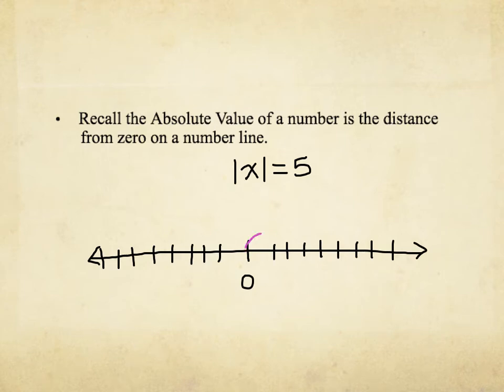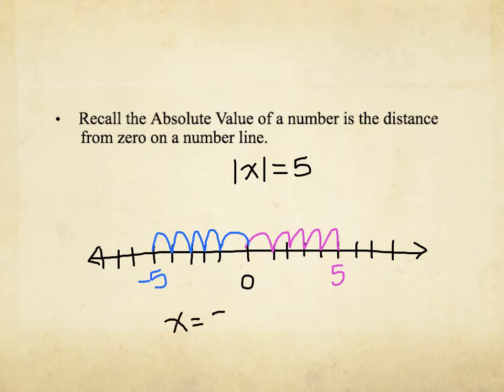So it could go 1, 2, 3, 4, 5. So it could be positive 5, or 1, 2, 3, 4, 5, negative 5. So our solutions can be x equals 5 or x equals negative 5.